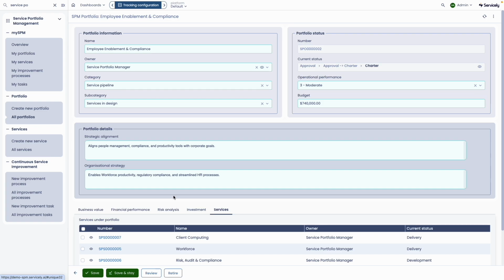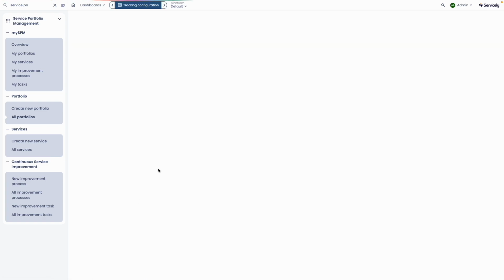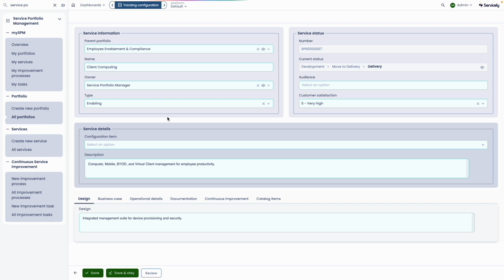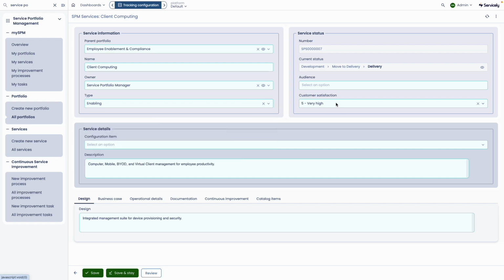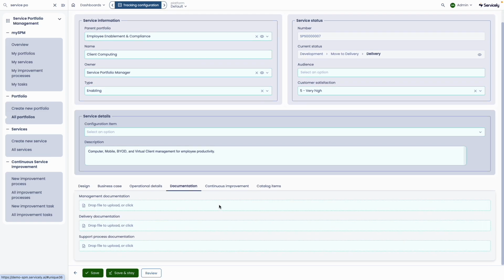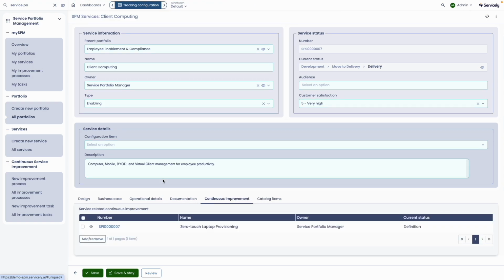and then related services that sit under that portfolio. In this case, we can see we've got client computing. So that means we can come in and see the service for client computing. Again, there's a supporting workflow here as well. We've got the type of service as well. We've got the customer satisfaction element. We've got any potentially related configuration items, description, design, business case, operational details, any provided documentation in terms of management, delivery, support. And then we have a link to catalog items and most importantly, continuous improvement.